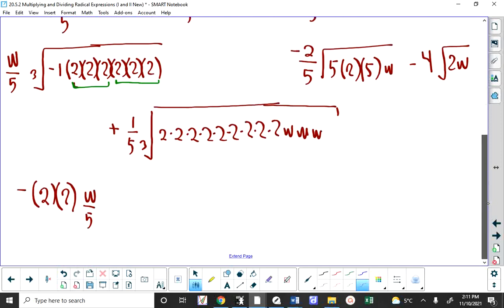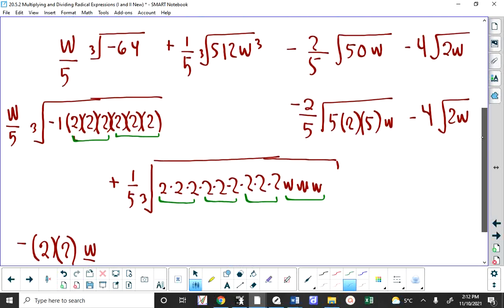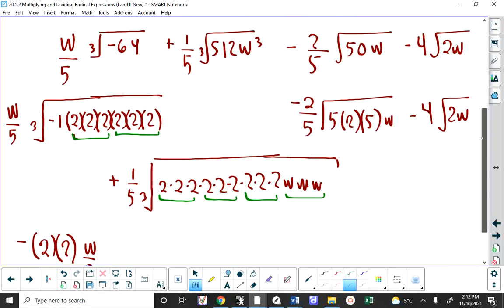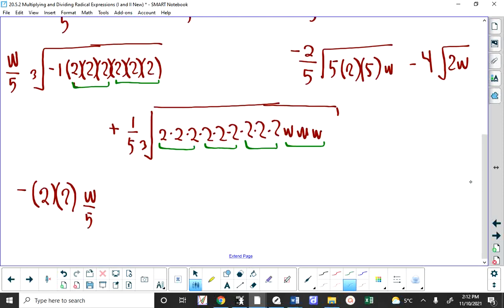The next one, I'm going to take out a 2, a 2, a 2, a W, again, everything goes away. In other words, that 512W cubed was a perfect cube. So now I'm left with 1/5, and I'm taking out a 2. I'm taking out another 2, I'm taking out another 2, and I'm taking out a W. And what do I have left? The cube root of 1, which is just 1. Don't forget, and I almost did, about that 1/5, right?